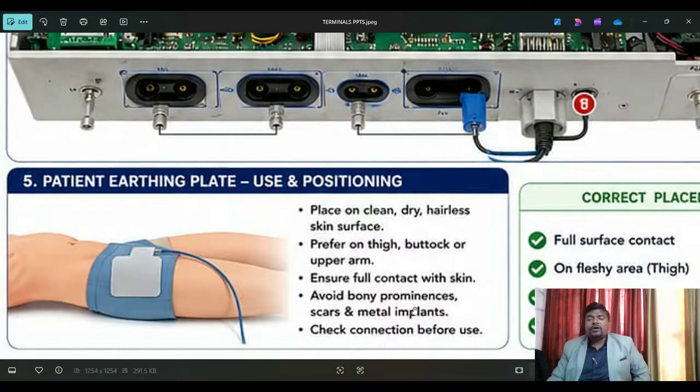And avoid bony areas, see here. All these points: place on clean, dry, hairless skin surface, and prefer the thigh, buttock or upper arm. Ensure full contact with skin, avoid bony prominences, scars and metal implants, and check the connection before use. See why I'm giving these points: if you place this patient plate in a wrong place, the patient will get a shock and the skin will be damaged, and sometimes the doctor will also be affected. That is the reason I share these points with you.